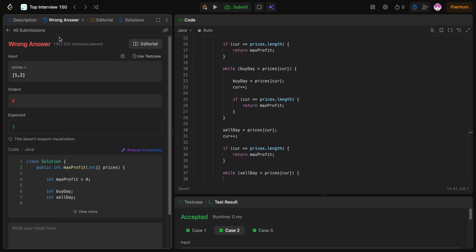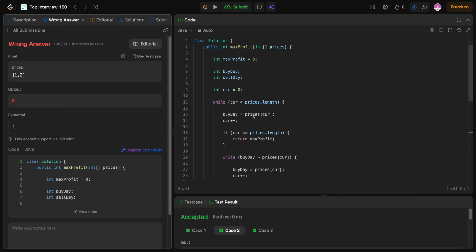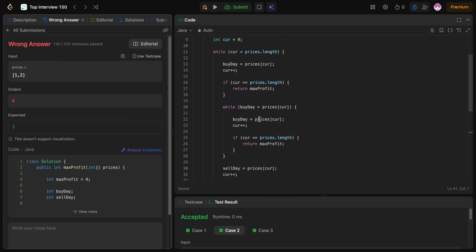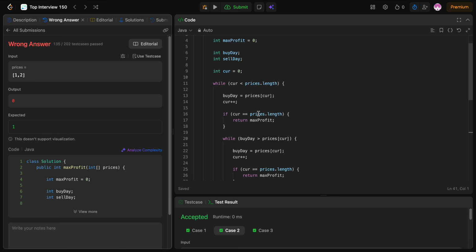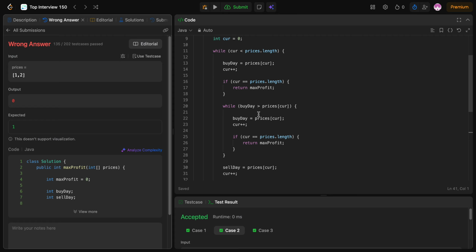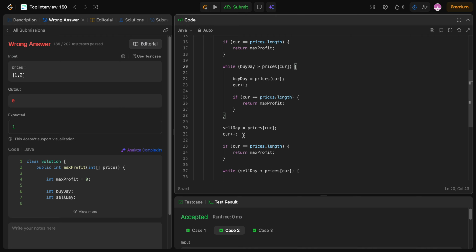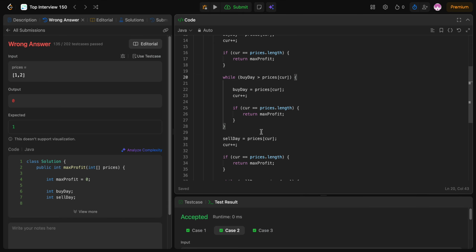Okay, we are getting there, but there still seems to be an error. Let me walk through this one here. So we have 1 and 2. Okay, so let's walk through this code. So buy day is going to be prices at 0, so 1. We then increment to 2. While buy day is greater than prices at, no. So sell day equals prices at 1, which is 2. Car plus plus.